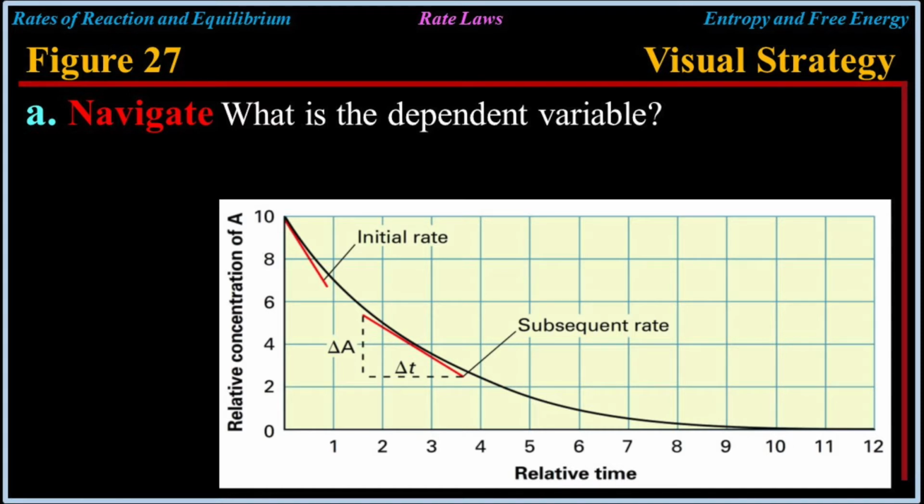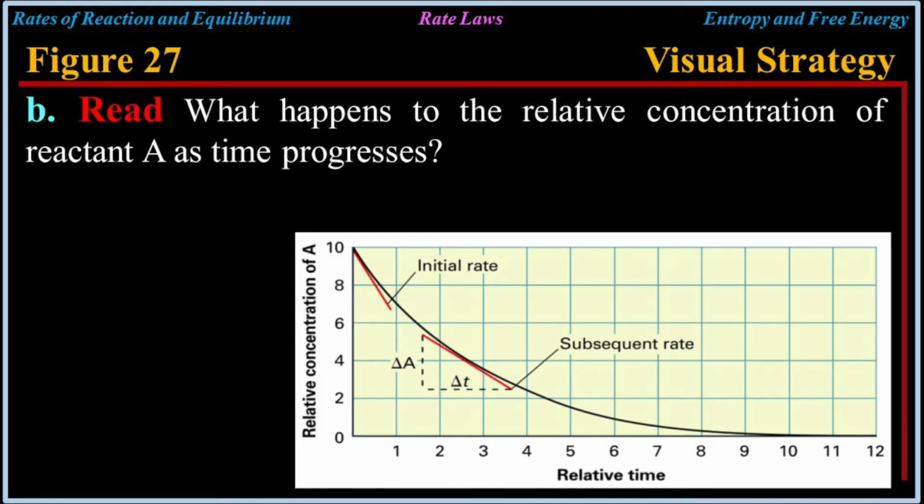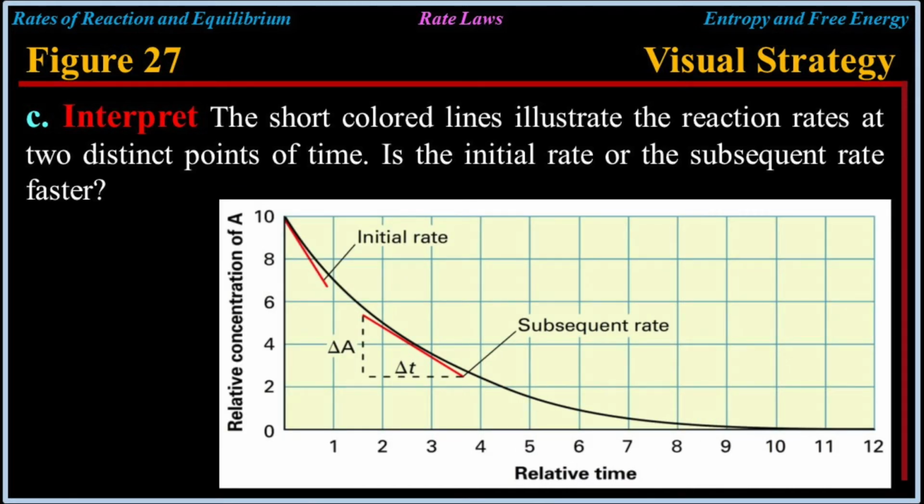Navigate. What is the dependent variable? Relative concentration of A. Read. What happens to the relative concentration of reactant A as time progresses? It decreases. Quite clearly, it decreases. And the short colored lines illustrate the reaction rates at two distinct points of time. Is the initial rate or the subsequent rate faster? That's C, interpret. Initial rate.